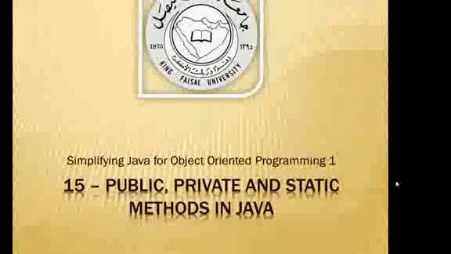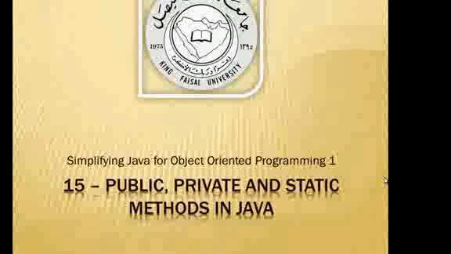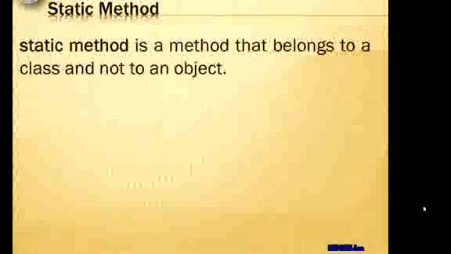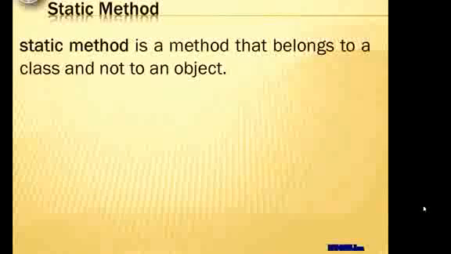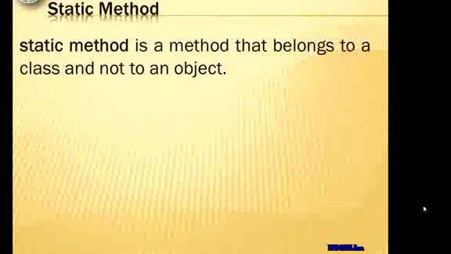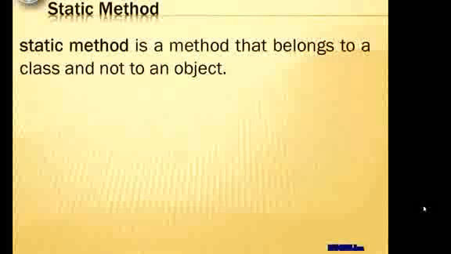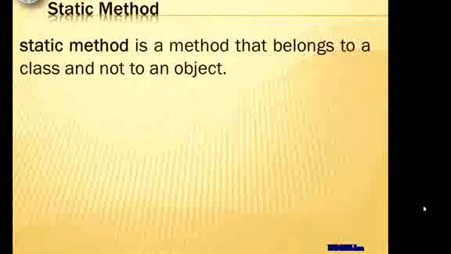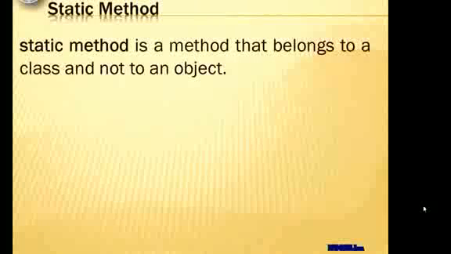This is part 15 in this series and is entitled Public, Private, and Static Methods in Java. A static method belongs to a class and not to an object. It means that we don't need objects to use static methods. To use them, we can simply call them from the class name. On the other hand, a non-static method needs an object to be called.